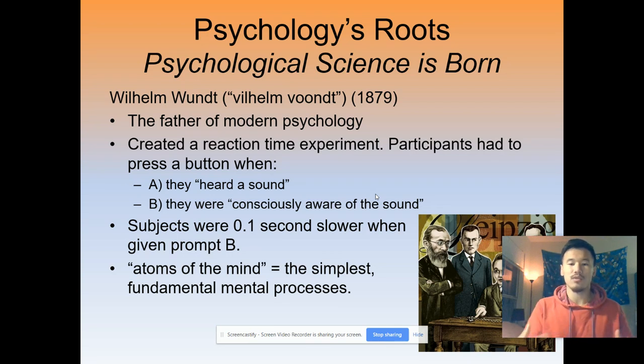What this showed Wilhelm is that consciously hearing something and hearing something are two different things. They're different. And for some reason, being conscious of something is an extra thing that's added on. So it's a mental process. You have one mental process that says I'm going to hear something, and another mental process that's bringing that into consciousness. So obviously, if you only hear something, it'll be faster than hearing something and bringing it into consciousness. So he called these atoms of the mind, the smallest element of a mental process.